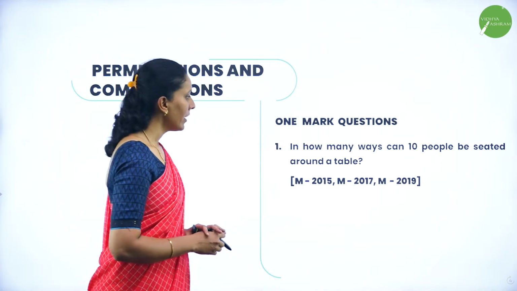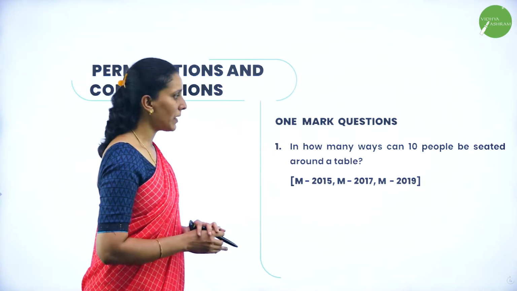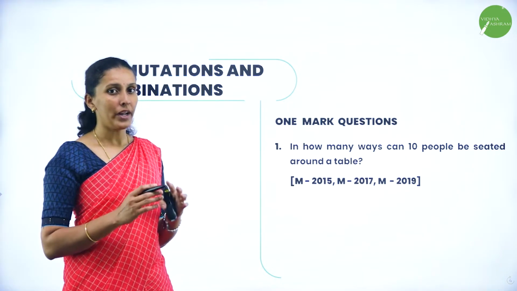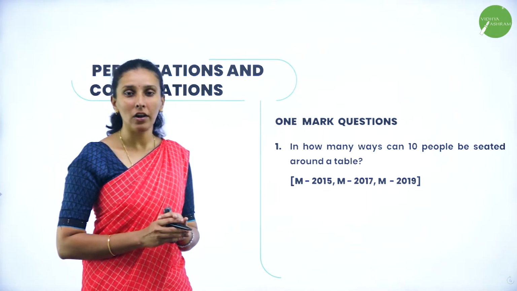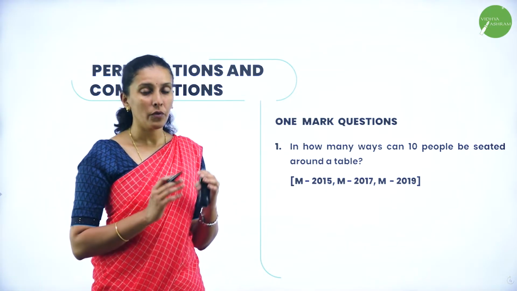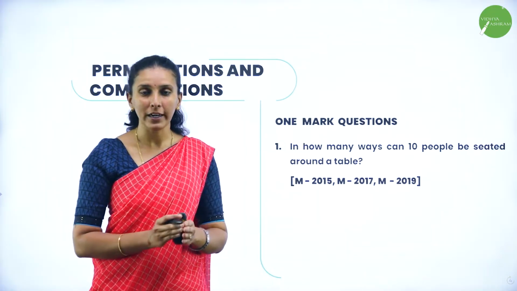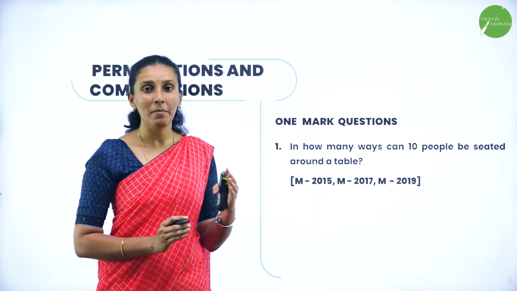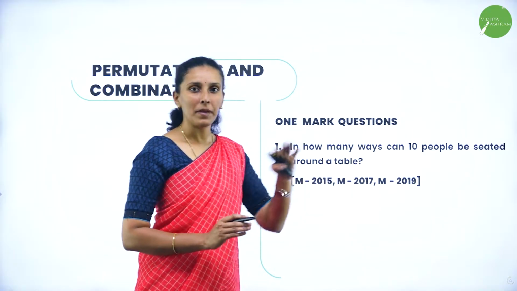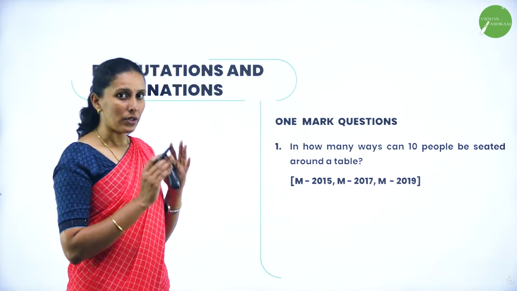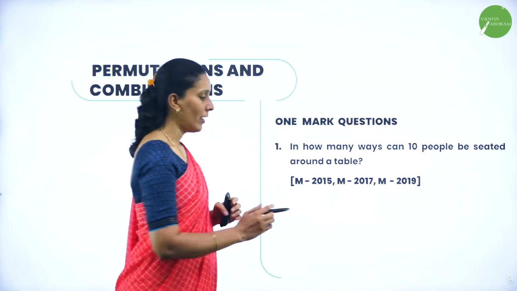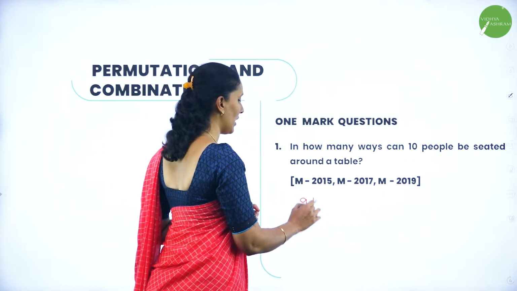So here we have, in how many ways can 10 people be seated around a table? When I say around a table, it is your circular permutation. We know that in circular permutation, when you are arranging n objects, it is given by n minus 1 factorial. So therefore, we are arranging 10 people around a table, and the total number of permutations will be 10 minus 1, that is 9 factorial.